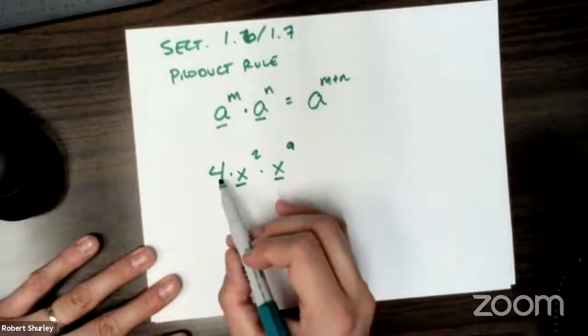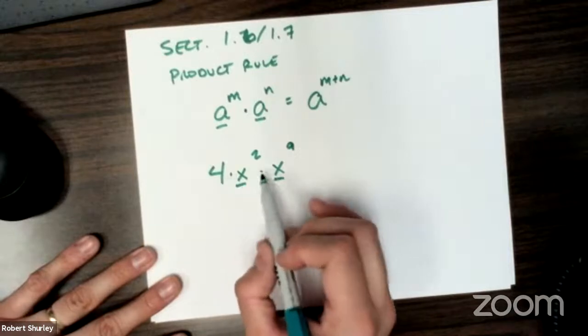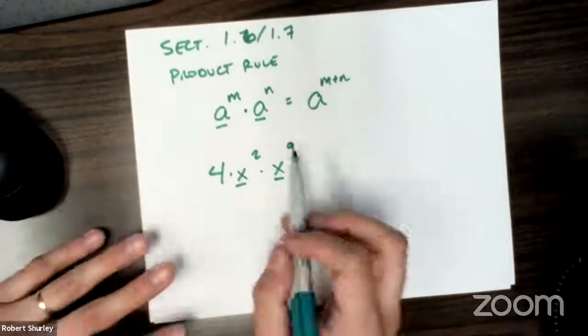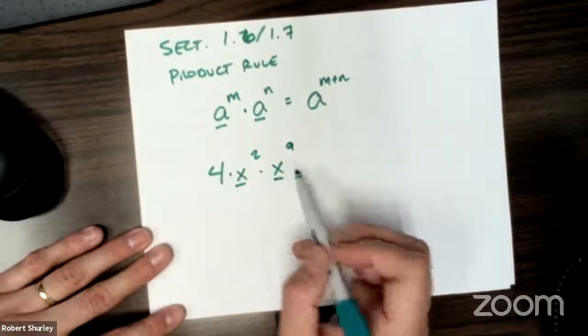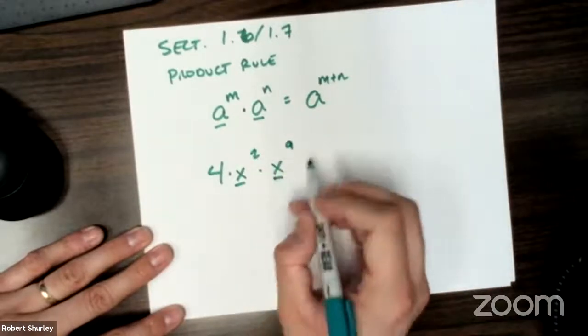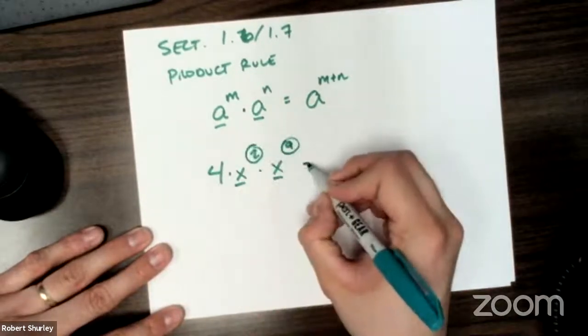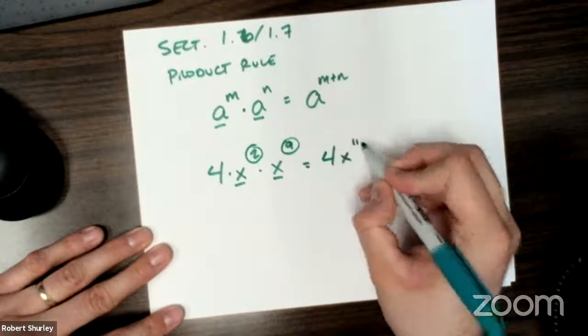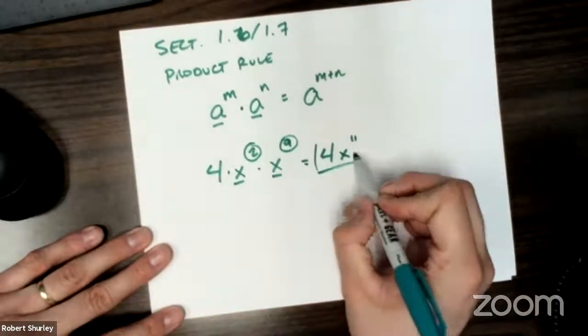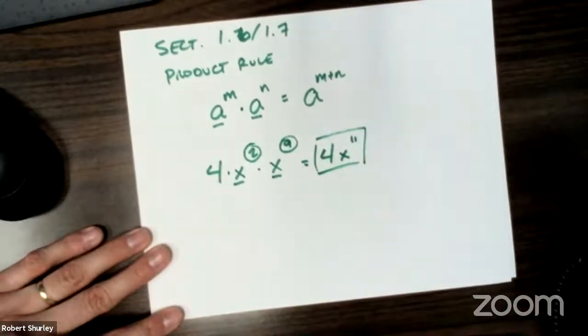So what that means, because these are all being multiplied, they have to be multiplied, not add, subtract, or divide, but multiplied. Because they're being multiplied and we have the same base, we can add these 2 exponents together. So 4x to the 11th, okay? 4x to the 11th, kind of neat.